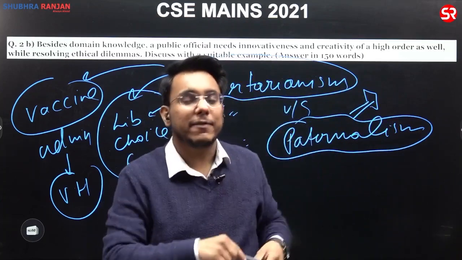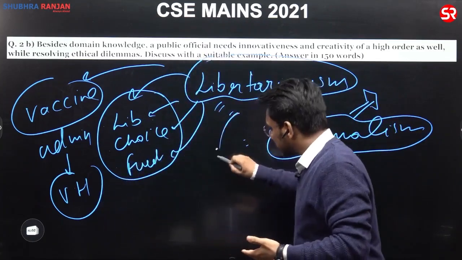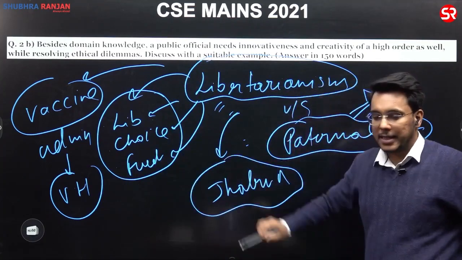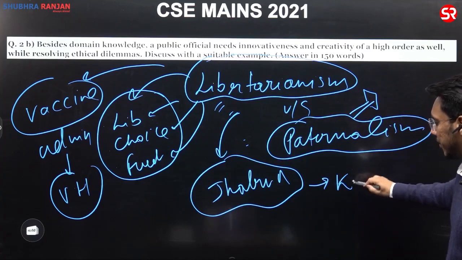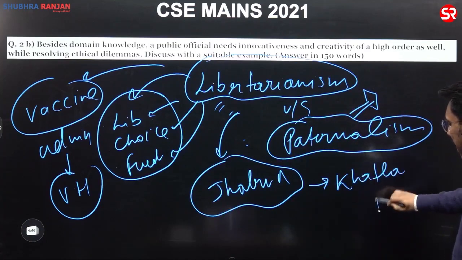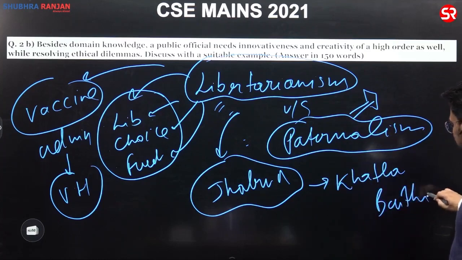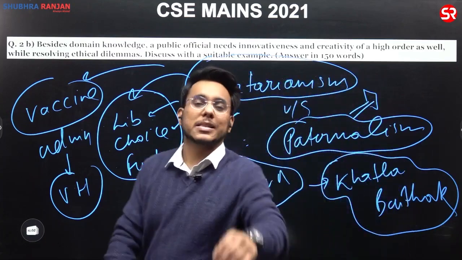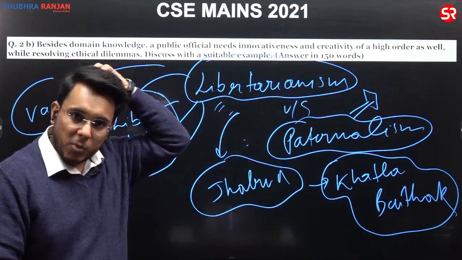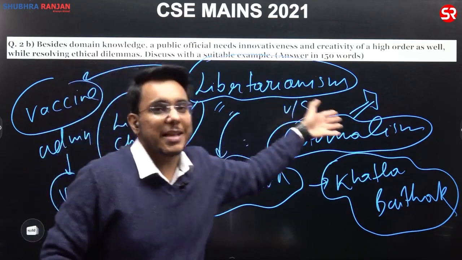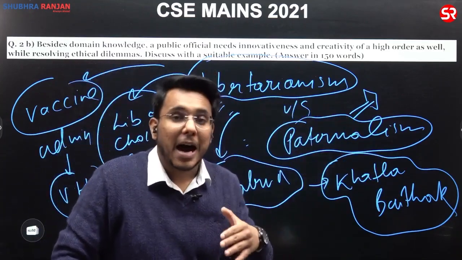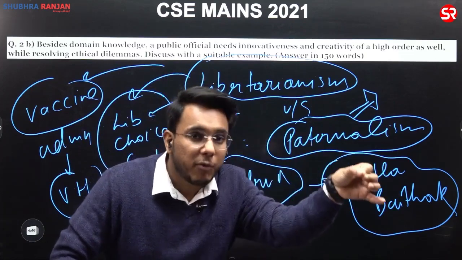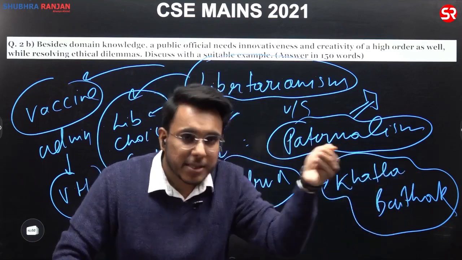Now, what is a creative way that has been identified here? We have the case study of Jhabua. In Jhabua, Khatla Baithaks are being organized. Now, what are these Khatla Baithaks? In Jhabua, the district administration and public officials are going to the people and educating them about the importance of the vaccine, and without forcing them they are being persuaded so that they themselves take the vaccine.